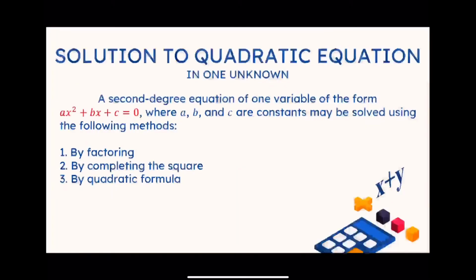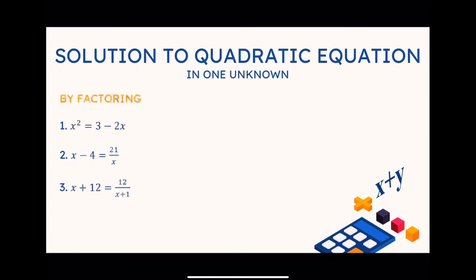This time, let's learn how to solve quadratic equations in one unknown. A second degree equation of one variable, which is in the form ax squared plus bx plus c equivalent to 0, where a, b, and c are constants or real numbers, may be solved using the following methods. So you have three options to solve. Your quadratic equation can be solved by factoring, by completing the square, or by the quadratic formula. To start off, let's solve quadratic equations by factoring.